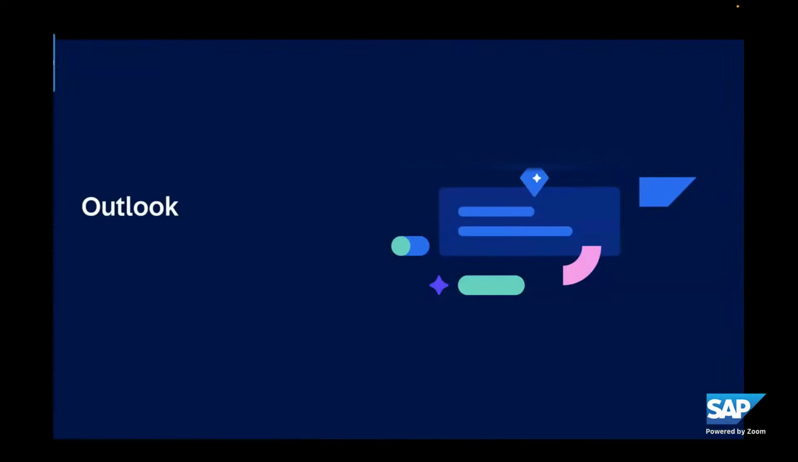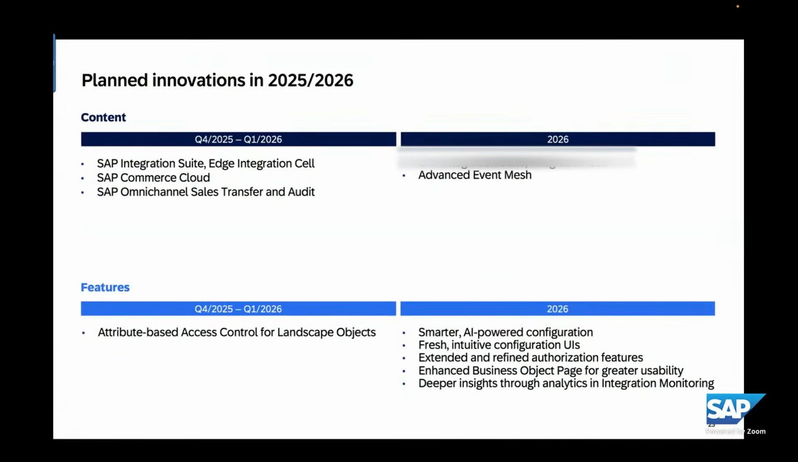And I want to give you a small outlook about the integration and exception monitoring application. Here, we simply plan to enable the support for the so-called edge integration cell in early Q1 next year. We will also enable the content for the so-called BTP integration cell next year, and we will also enable the support for advanced event mesh, hopefully next year. Then there will come also more content until end of Q1 2026. SAP Commerce Cloud will be enabled, and also a smaller BTP applications for the omnichannel sales transfer and audits.